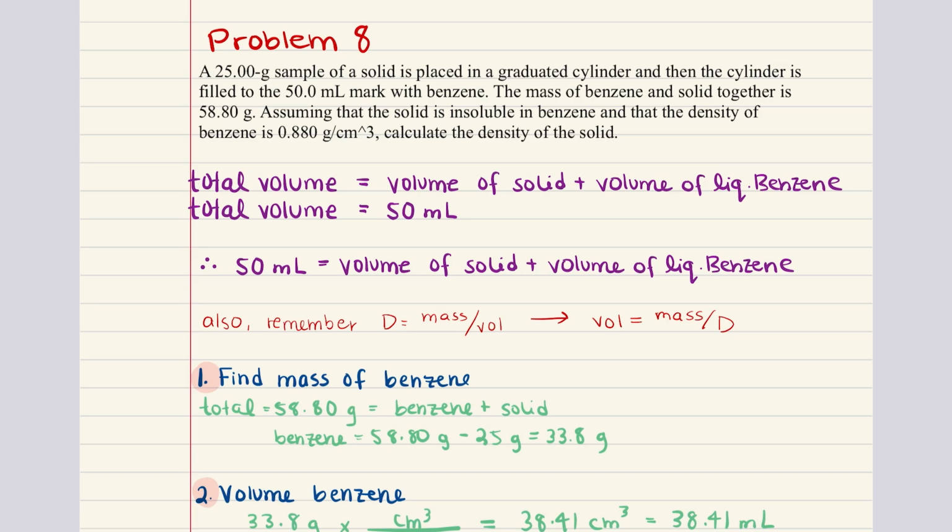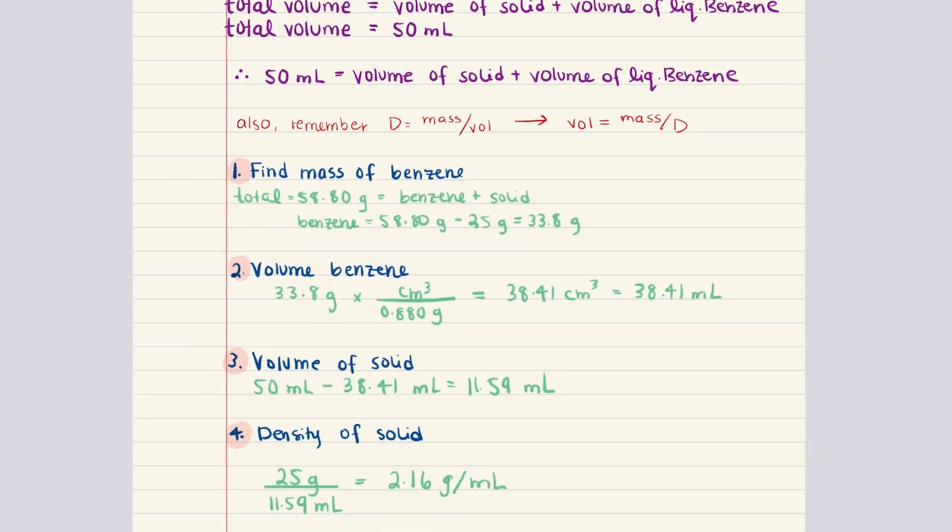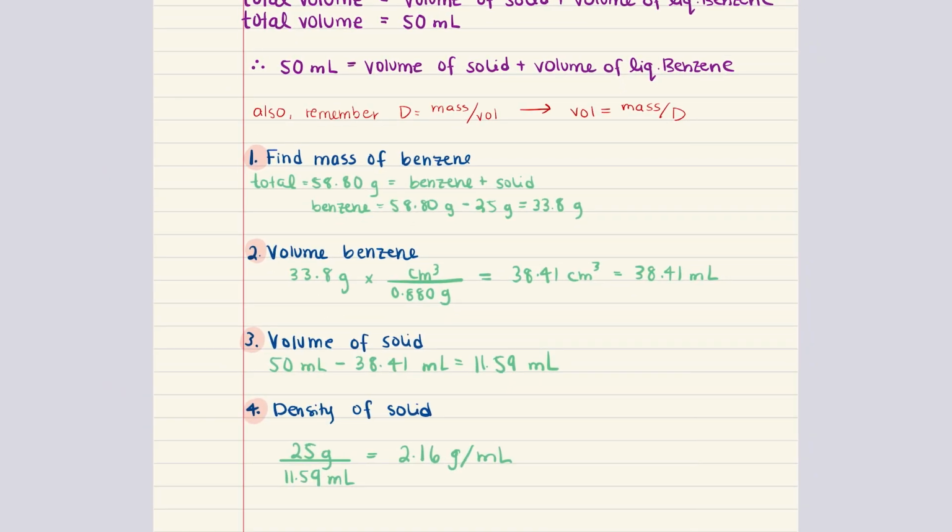So in this problem, we're presented with a scenario that involves determining the density of a solid by using a liquid, benzene, as a displacement medium. And the task is to calculate the density of the solid given the combined mass of the solid and benzene and the density of benzene alone. So what we first want to do is work a bit backwards. So we can find the mass of benzene. Why? Because we're given the total mass and we're given the mass of the solid. And then from there, we can take that mass of benzene and using the density, find the volume of benzene.